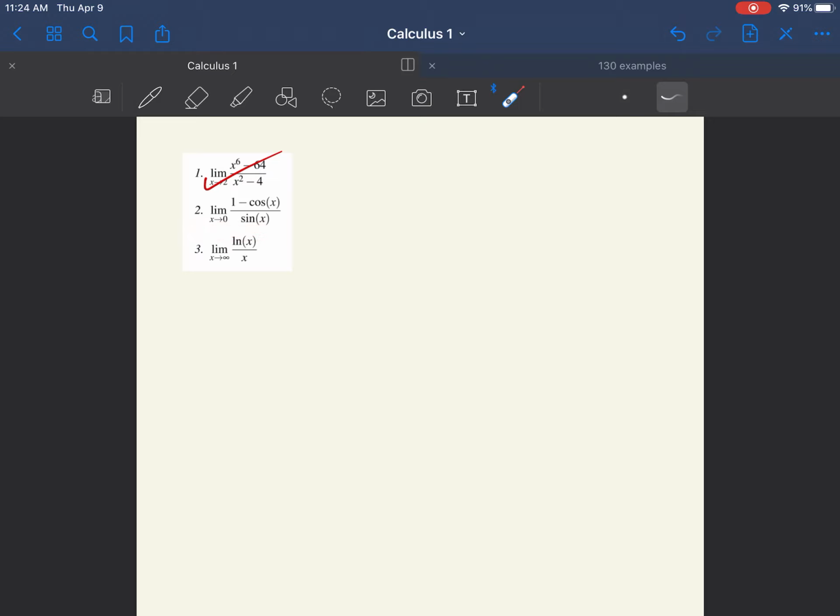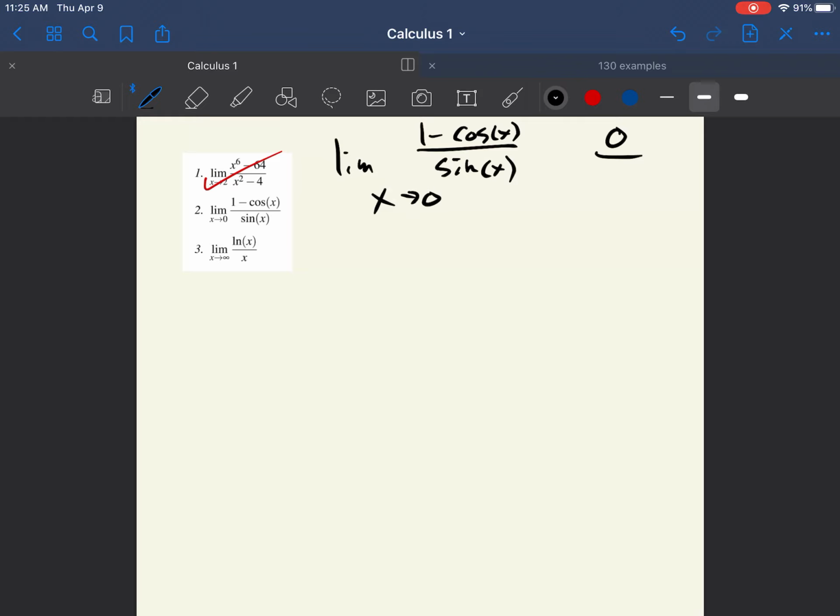Okay, so let's look at example number 2. Now we're looking for the limit as x goes to 0 of 1 minus cosine x over sine of x. If you plug in x equals 0, you're going to see cosine of x is equal to 1. So in the numerator, I get 1 minus 1, that gives me a 0. And then if I plug 0 into sine, I'm going to get 0 again. So once again, I get this indeterminate form 0 over 0. Okay, so that means that I should do more work.